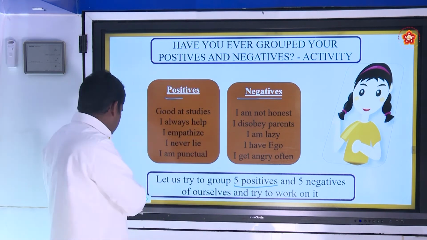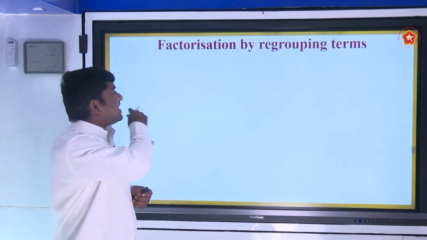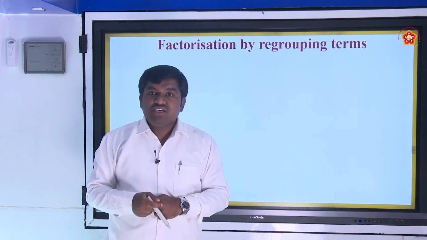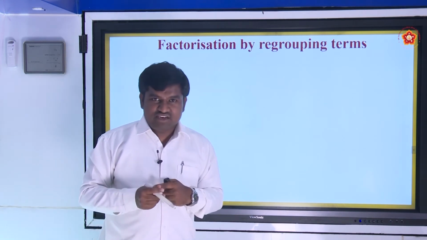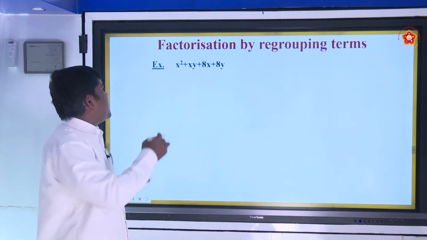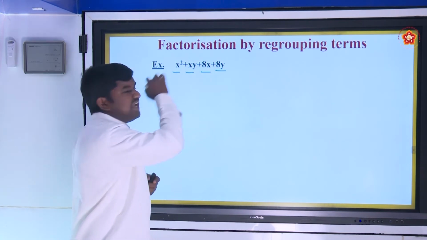Okay, we can move on to our concept, factorization by regrouping terms. This is the second method of factorization. See, for example, x square plus xy plus 8x plus 8y.